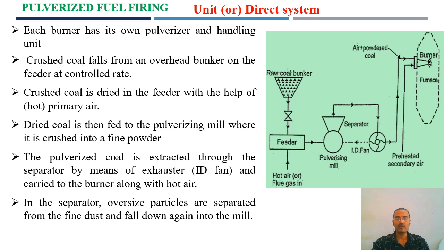The pulverized coal is extracted from the ball mill by means of an exhaust or ID fan and carried to the burner along with the hot air. In the separator, oversized particles are separated from the fine dust and fall down again into the mill.